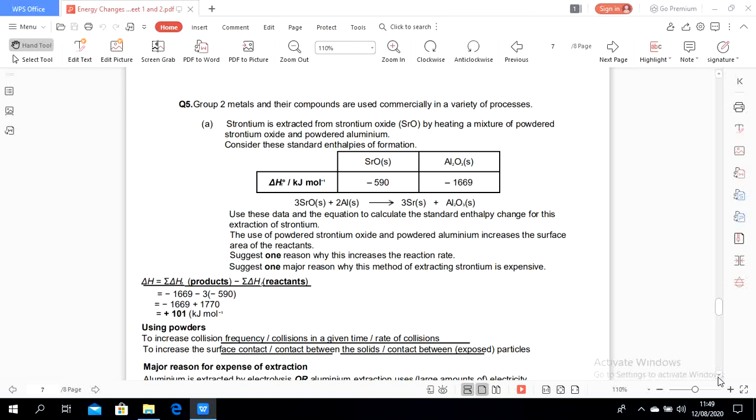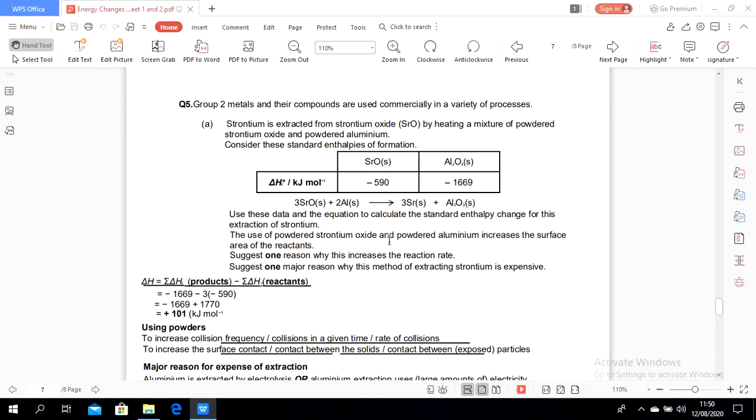Using the information, the data, and also the equation, we have to find the enthalpy required to conduct this experiment. So using the value, we have to find the enthalpy change. The second question: powdered strontium oxide and powdered aluminium increase the surface area. Suggest one reason why this increases the reaction rate, and suggest one major reason why this method of extracting strontium is expensive.